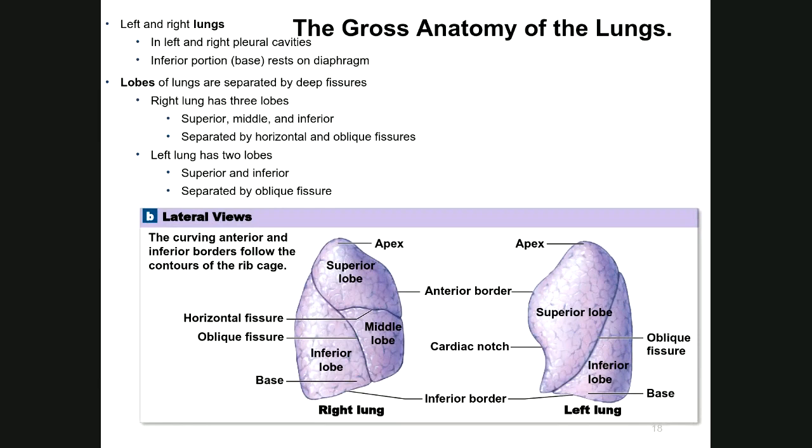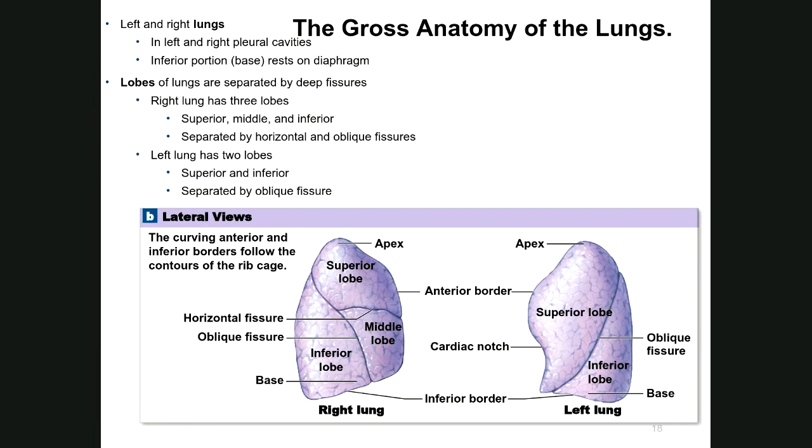The superior and the middle lobes are separated by the horizontal fissure, and the superior and middle lobes of the right lung are separated from the inferior lobe by the oblique fissure. We have superior and inferior, it's always separated by the oblique fissure.